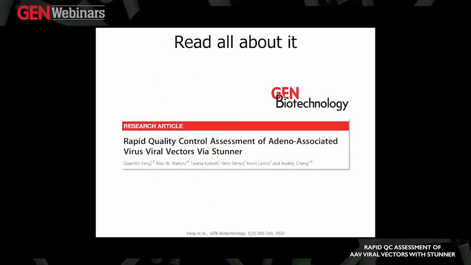Now we'll pivot to the following case study that comes from the work that Audrey and I were a part of along with the other co-authors on our teams as a collaboration between Unchained Labs and Vigene, which is now part of Charles River Labs. The publication explores the use of Stunner's AAV quant application as a rapid QC tool for AAV.